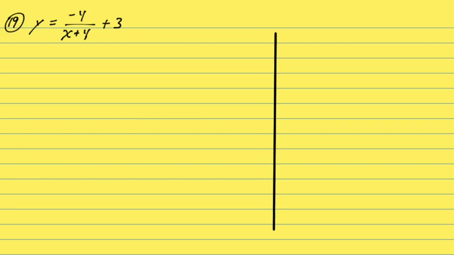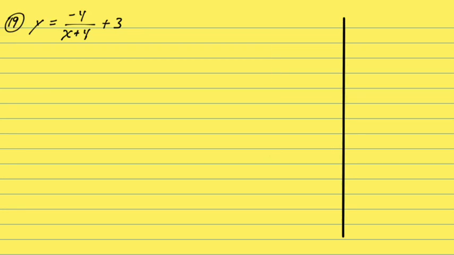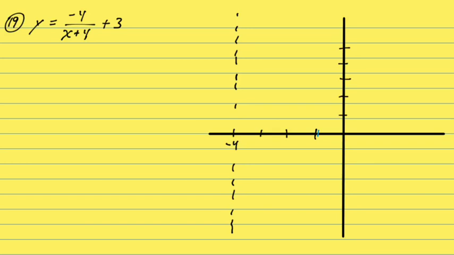Okay, we did 13. Let's take a look at 19. What makes the denominator 0? I believe negative 4. Negative 4 makes the bottom 0, so I'm going to make that my vertical asymptote at x equals negative 4. Your horizontal asymptote is at whatever the number at the end is. So this one is 3. So you're going to have a horizontal asymptote at y equals 3. Y equals 3. X equals negative 4.